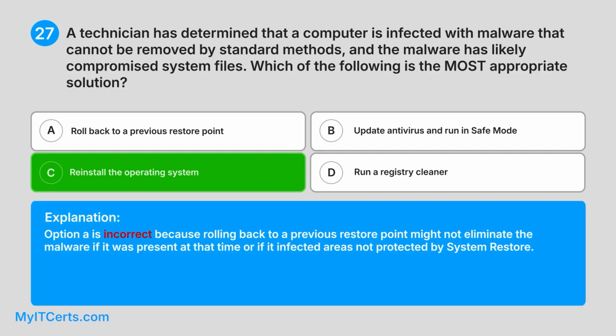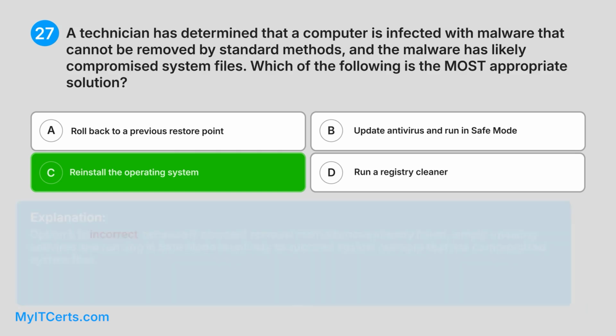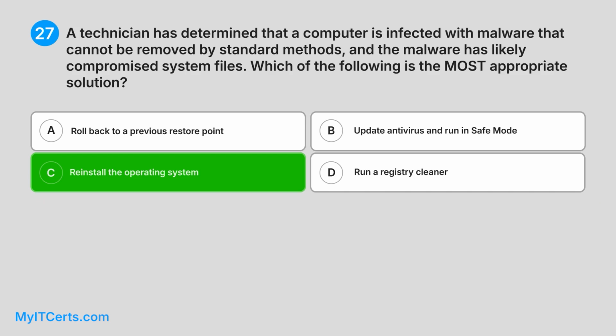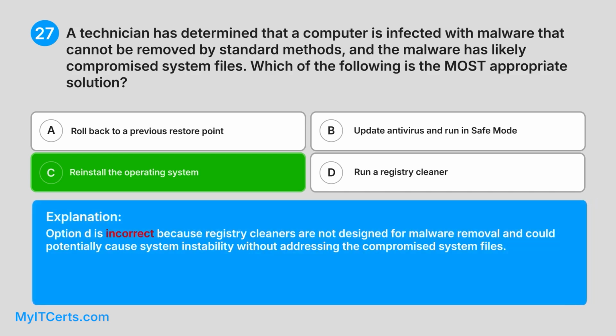Option A is incorrect because rolling back to a previous restore point might not eliminate the malware if it was present at that time, or if it infected areas not protected by system restore. Option B is incorrect because if standard removal methods have already failed, simply updating antivirus and running in safe mode is unlikely to succeed against malware that has compromised system files. Option D is incorrect because registry cleaners are not designed for malware removal and could potentially cause system instability without addressing the compromised system files.